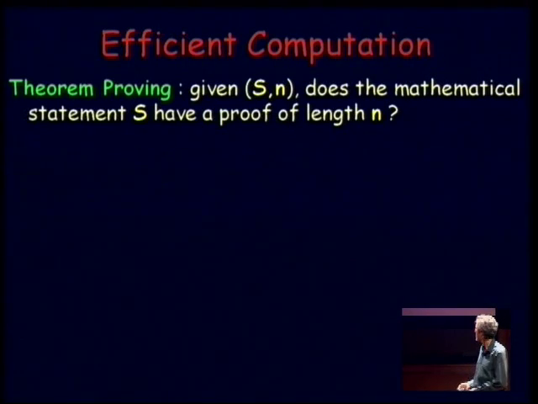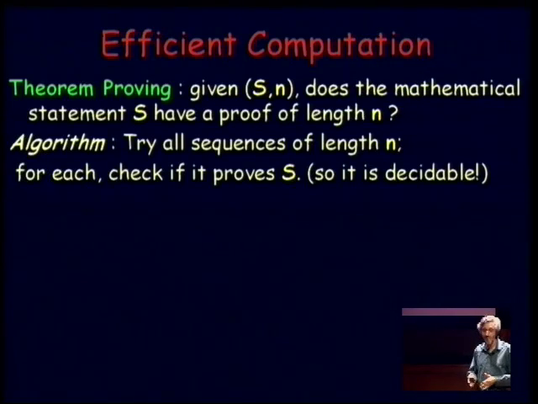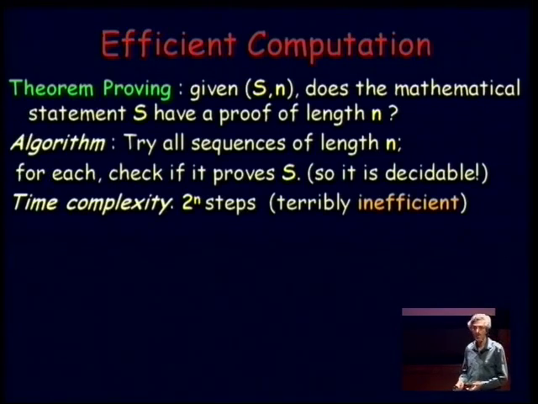That's the basic question. But here's one algorithm. Why don't we try all of them? All sequences of length n. We saw what a proof is, it's just a sequence of words, of letters. And moreover, we saw that verifying whether something is a proof is trivial, a mechanical thing that we can do quickly. So this algorithm certainly terminates in finite time. So what's the problem with it? The problem is that it's complex.